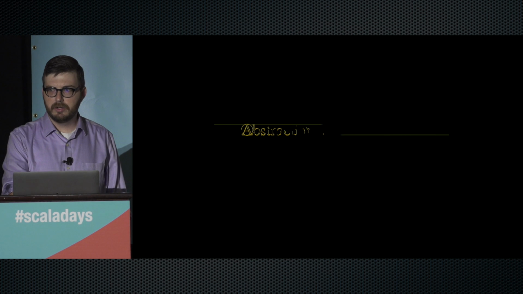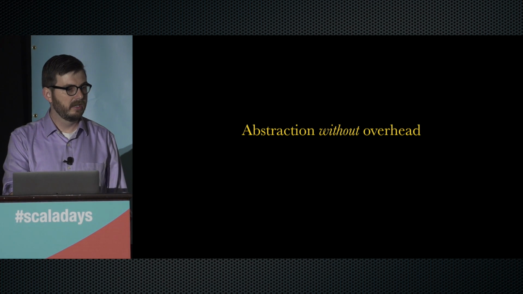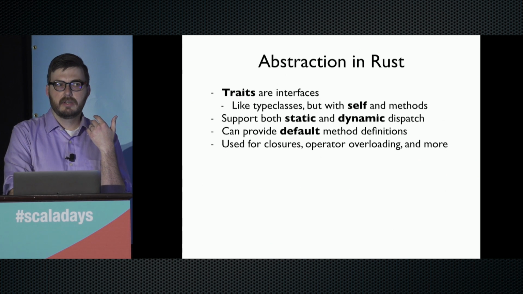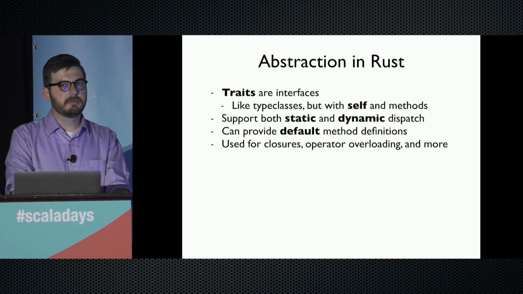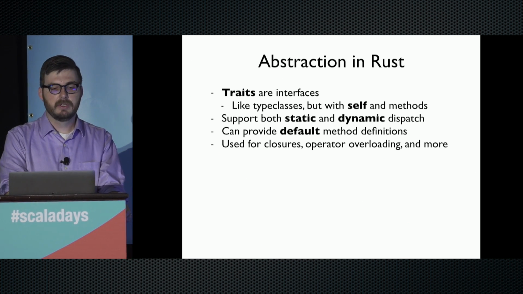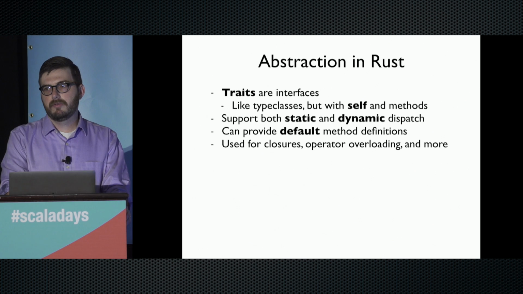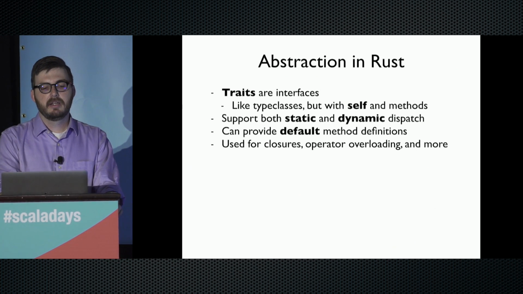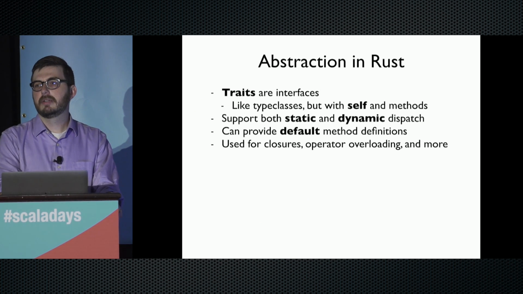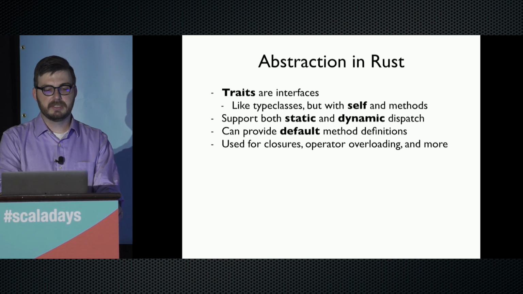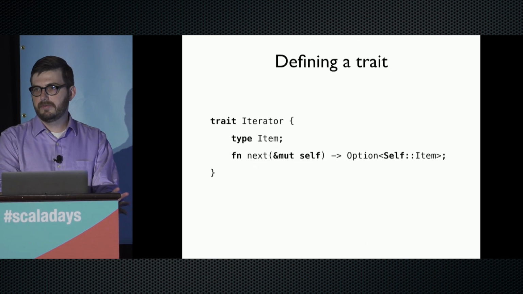OK, so I'm running a bit low on time. I'm going to pick up the clip a little bit. The next pillar of Rust is abstraction without overhead. So Rust has a trait system, which is similar to traits in Scala, but has some important differences. It's more like type classes in Haskell, if you know about those. But it's the main way that we do abstraction in Rust. And for today, the main point I want to get across is that with Rust, traits give you a way to decide between static and dynamic dispatch. And I'll explain what that means in a second. So here's a simple example of a trait.